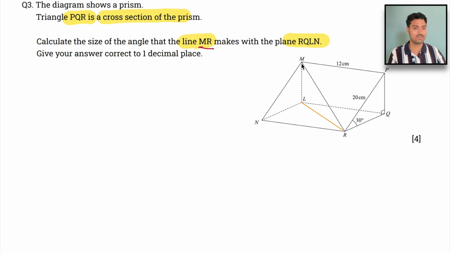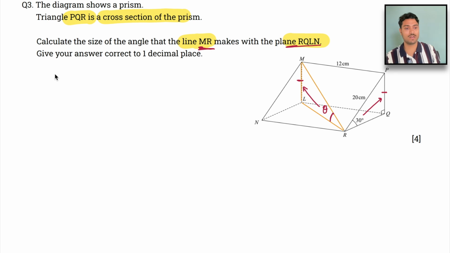So now you have this triangle MLR as the right angle triangle, and we have to find this angle because it says line MR makes with the plane RQLN. So always mark this angle as theta. This we have to work out. But to work out this, we need two sides now, because the angle is not known, neither are the sides known. So we can see that the opposite side is ML, and this ML will be equal to the side length PQ, and PQR itself is a right angle triangle.